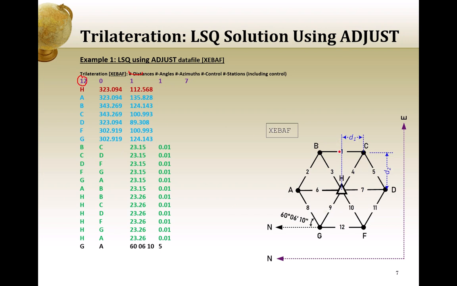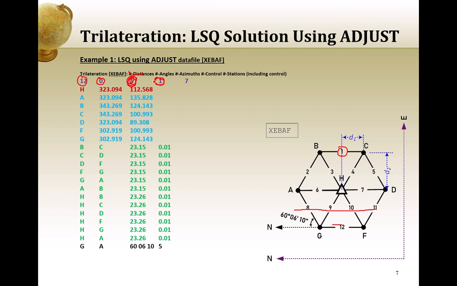As you see from the numbering, 1, 2, 3, 4, 5, 6, 7, 8, 9, 10, 11, and 12. And we have 0 angles measured. We did not measure. This is trilateration. We do not measure angles. How many control stations? We have 1 control station. How many azimuths? It is 1 azimuth.